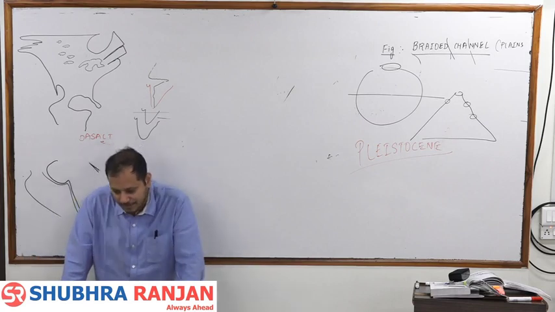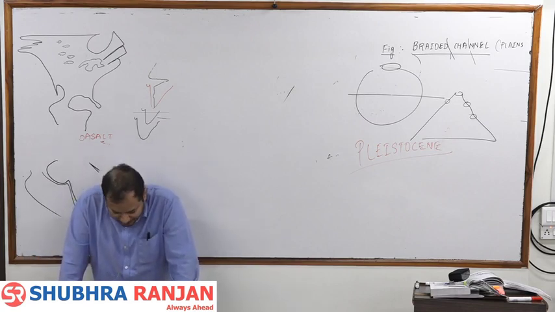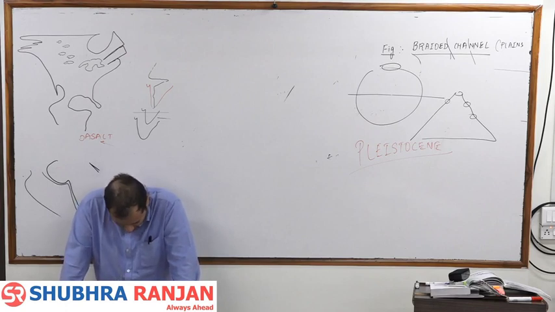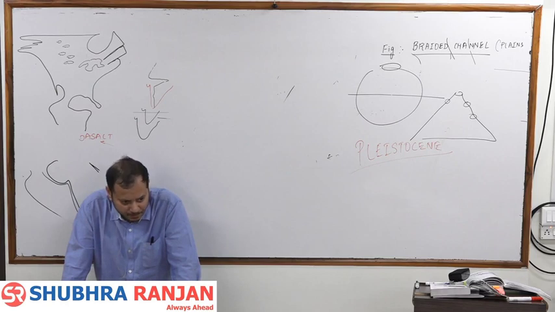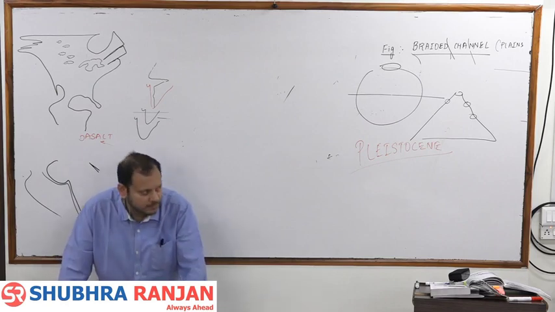During the Pleistocene period, nearly 75% of the Earth's surface was under glaciers, and hence it has the imprint or impression of glacial cycles.